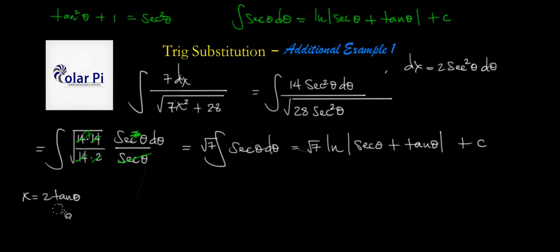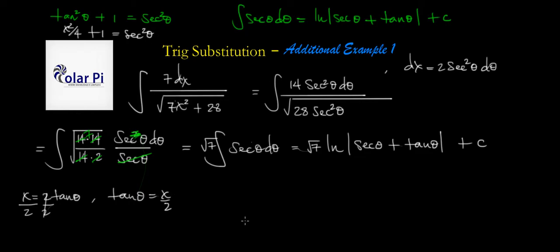Alright. So we divide by 2 here. And so tan theta is equal to x over 2. And we know that tan squared theta plus 1 is equal to secant squared theta. So we'll have x squared over 4 plus 1 is equal to secant squared theta.